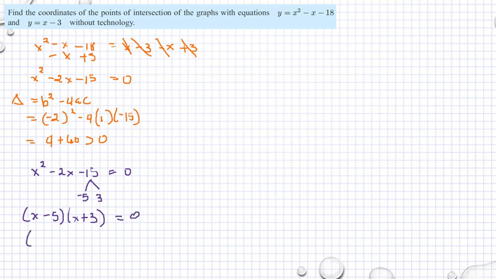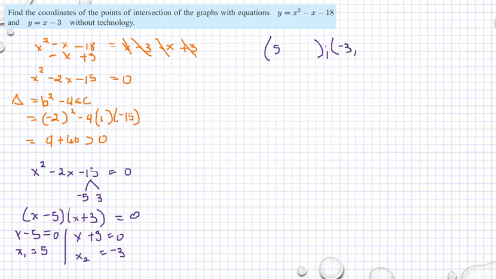That equals 0. That means x minus 5 is equal to 0, so x is equal to 5. And then we have x plus 3 is equal to 0, and x is equal to negative 3. So we have 2 points. That is 5 and negative 3.